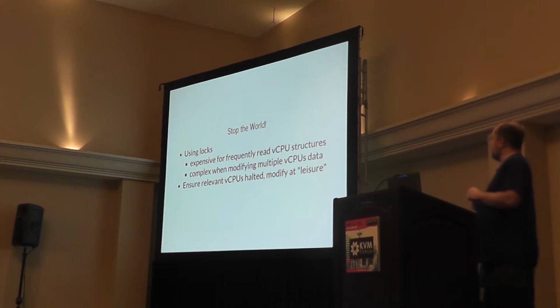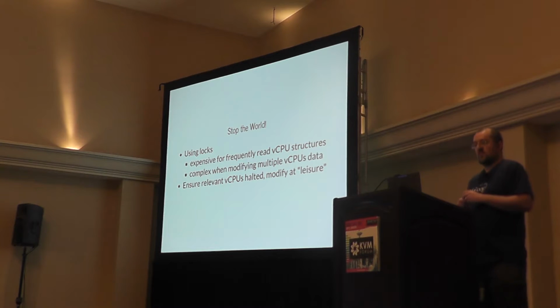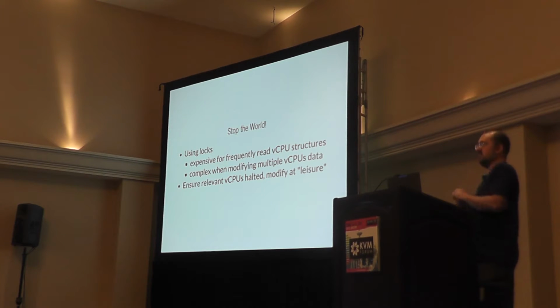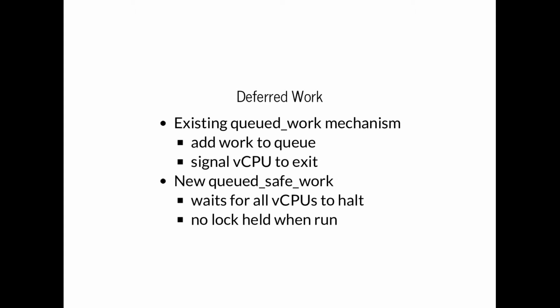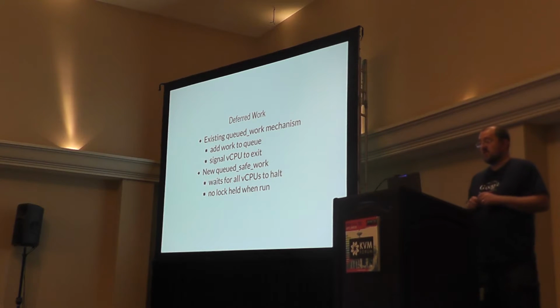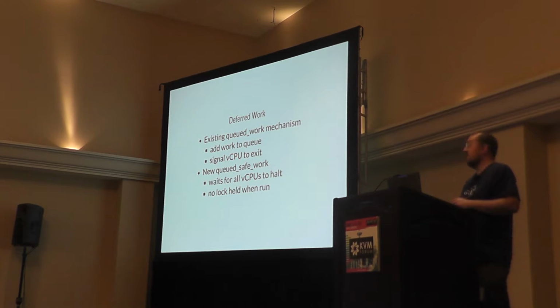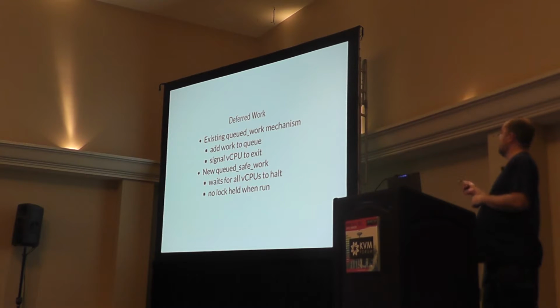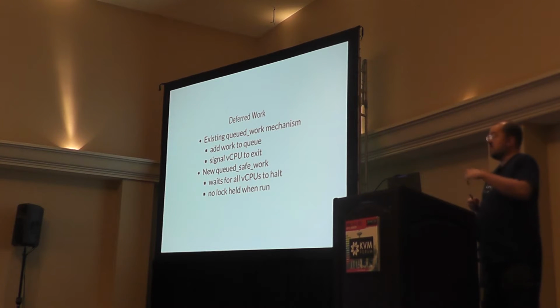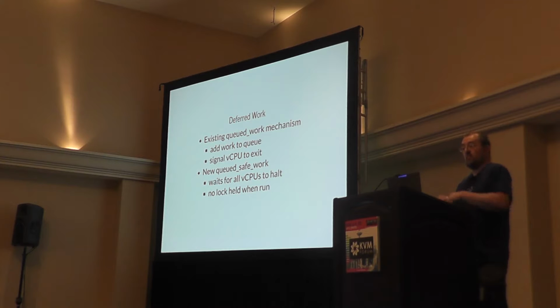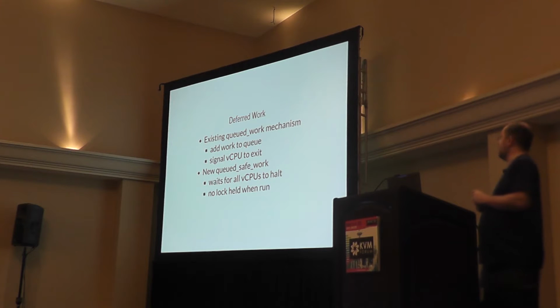Another approach is that we can just ensure that the vCPUs have come to a halt and then do the changes that we want to do at that point, at leisure. I say at leisure, it all happens fairly quickly. QEMU already has a deferred work system. Work can be added to a queue, and then the vCPU is signaled to stop. Once it exits the run loop, it will process the work. For the multi-threading work, a new queue has been introduced called the queued safe work queue. This works pretty much the same as the other one, but it waits for all the vCPUs to stop. This is useful if you want to process system-wide events.